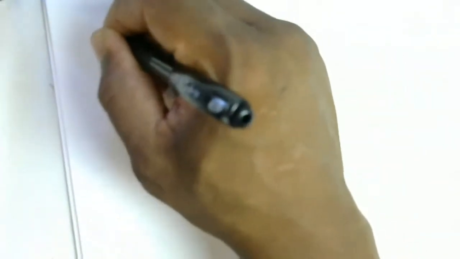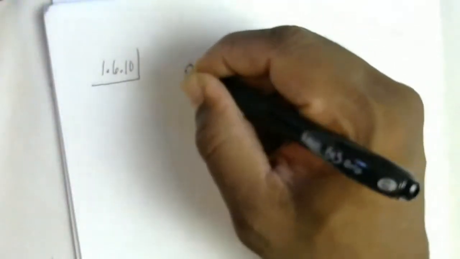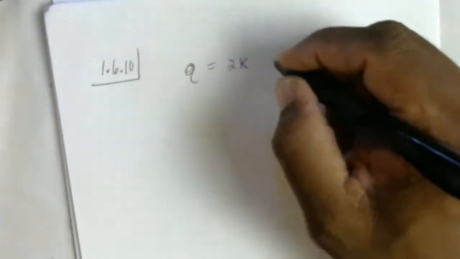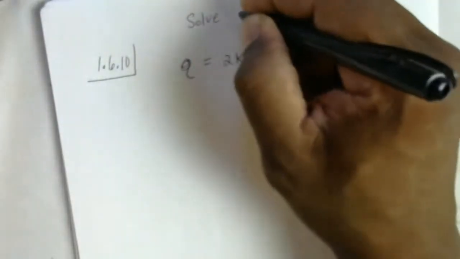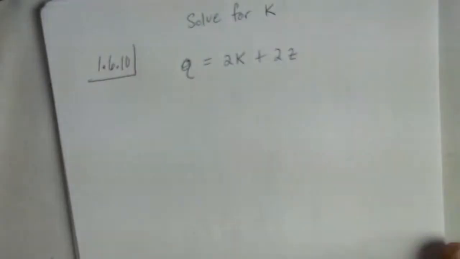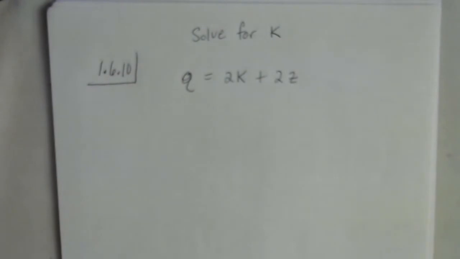All right, I actually want to shift gears for just 1 second. Even though this is in section 1.6, this is from section 1.6, and this is problem number 10. We're asked to solve Q is equal to 2K plus 2Z, and we're asked to solve for K. And this is called a literal equation.